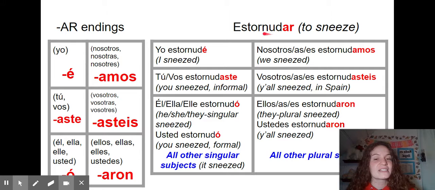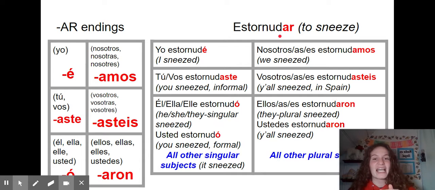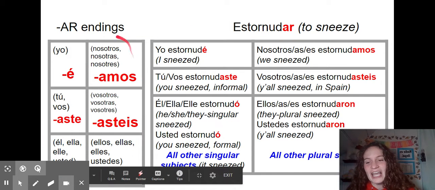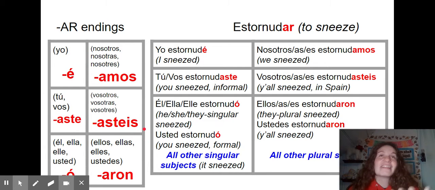So all we have is estornud, E-S-T-O-R-N-U-D. That is the stem of the word. It's everything that's left over after I take off the AR. Then I can just change the meaning of the word by changing the ending to any of these endings on the left, and that would show who the subject is. So if I want to say I sneezed, that subject is yo. So I would say yo estornudé by adding our yo ending. I sneezed. If I want to say you sneezed, that would be tú or vos, you estornudaste.